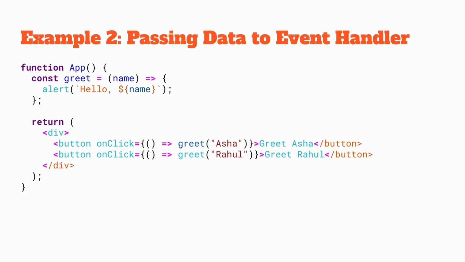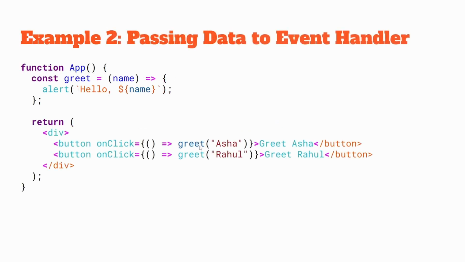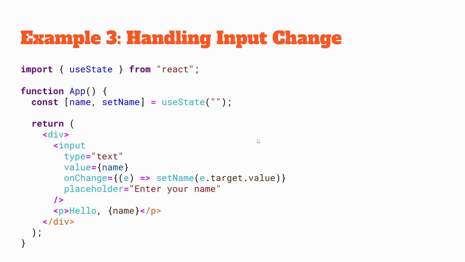In the previous case you can see I'm just calling handle click without any round brackets, because I didn't have any parameters to be passed. But here, since I have parameters to be passed, to call this function you have to use the arrow function method. This is mandatory. Whenever you want to pass some parameters, you have to use an arrow function. So you start with an arrow function and you call the greet, and then you pass the parameter. Let's look at the third example.